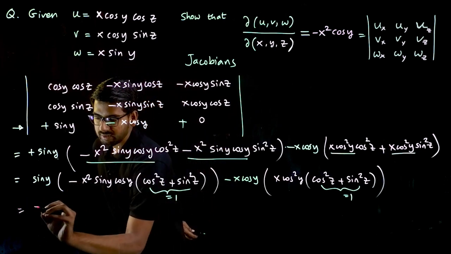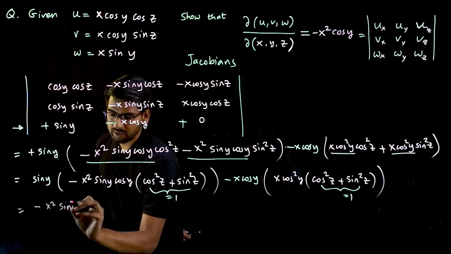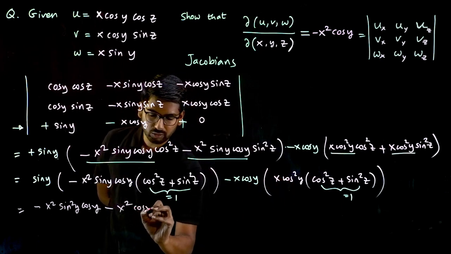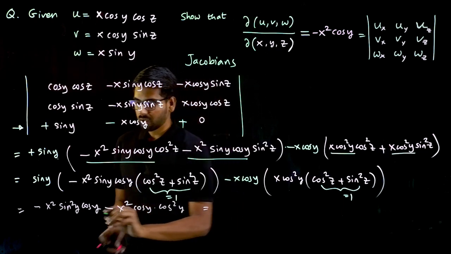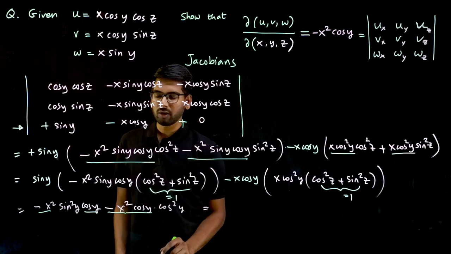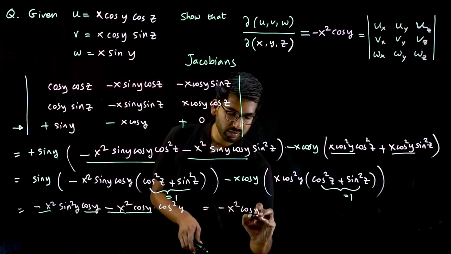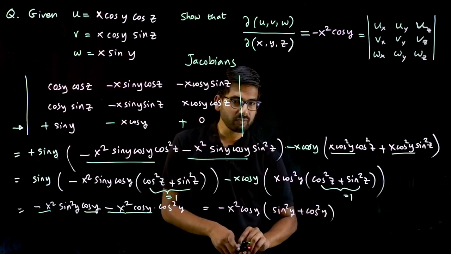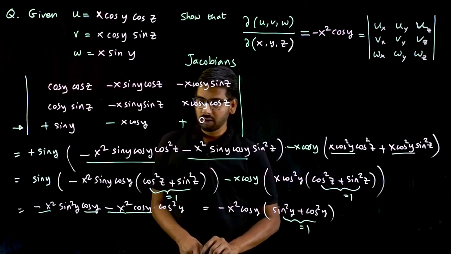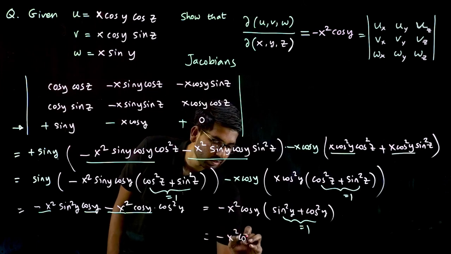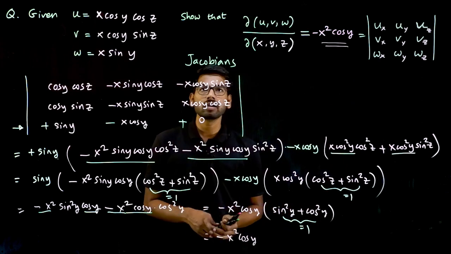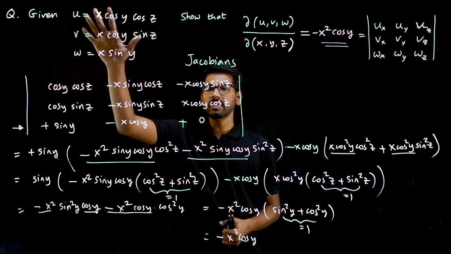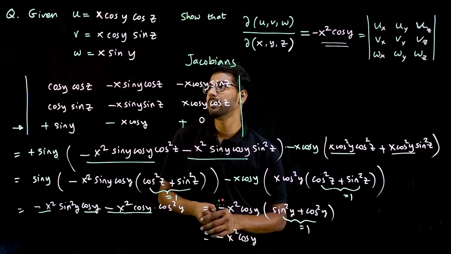So now this will become minus x square sin y into sin y, that is sin square y cos y, minus x into x is x square cos y into cos square y. Okay, so if you see, I have minus x square cos y and minus x square cos y. If you factor out minus x square cos y, sin square y will remain, plus cos square y will remain. What is sin square theta plus cos square theta? Again, it is equal to 1. Okay. So this entire determinant evaluates to minus x square cos y, which is what we were asked to prove. So the Jacobian, the differentiation of u, v, w with respect to x, y, z is minus x square cos y for these 3 functions u, v, w. Okay, this is how you solve a Jacobian question in the examination.